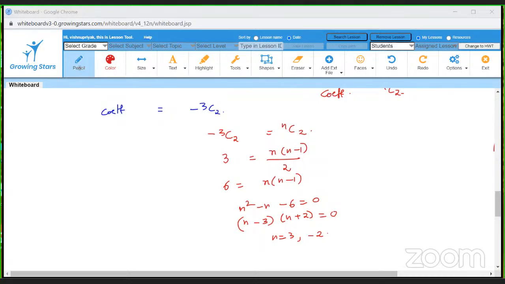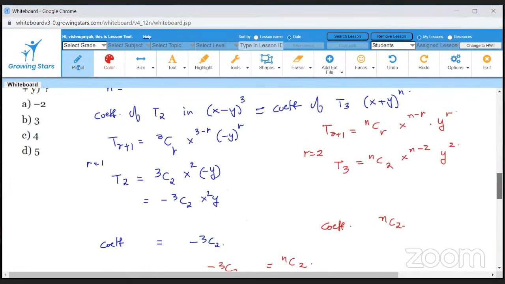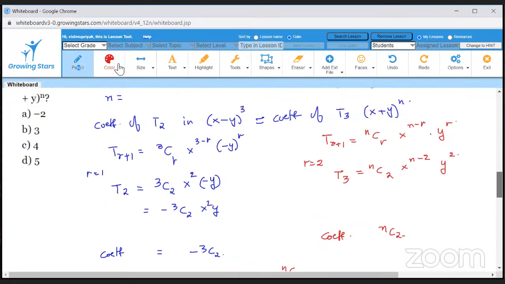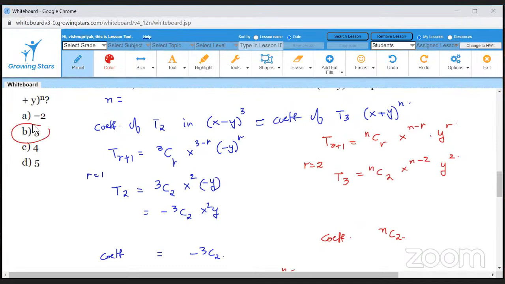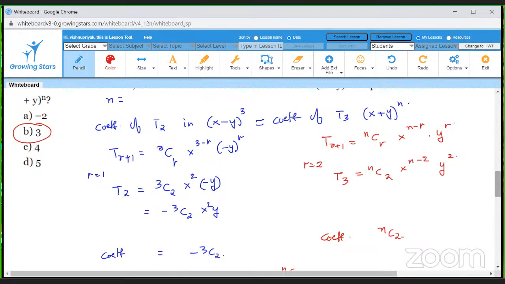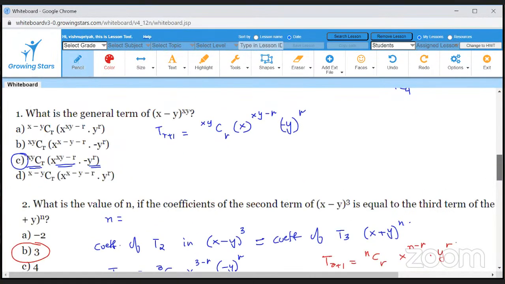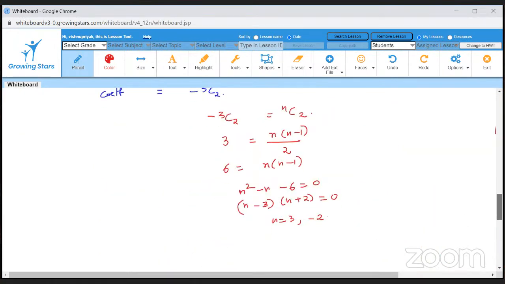B is the answer, 3. We will not take negative. N we will take positive.